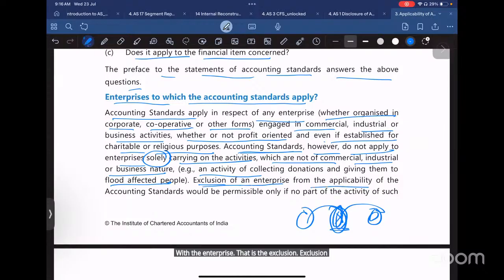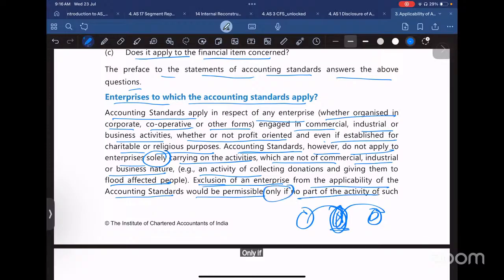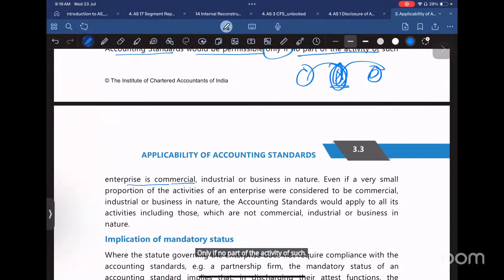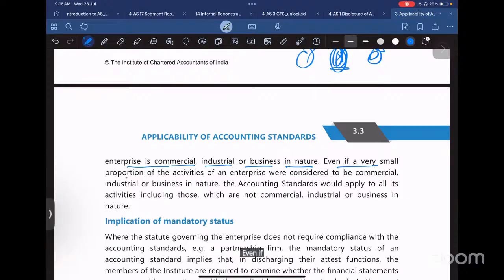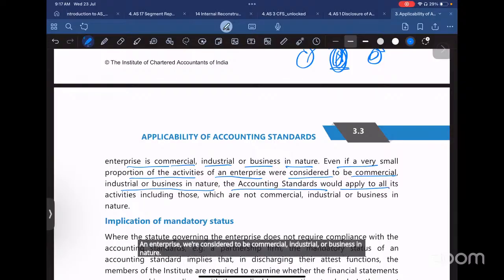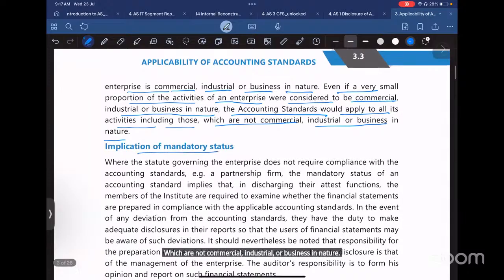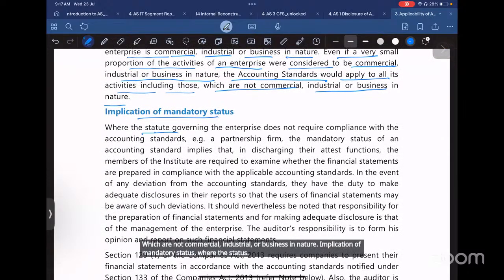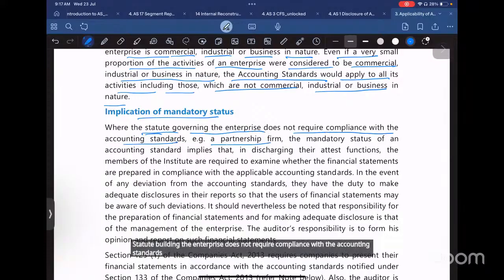Exclusion of an enterprise from the applicability of the accounting standards would be permissible only if no part of the activity of such enterprise is commercial, industrial, or business in nature. Even if a very small proportion of the activities of an enterprise were considered to be commercial, industrial, or business in nature, then the accounting standards would apply to all its activities, including those which are not commercial, industrial, or business in nature. Implication of mandatory status where the statute governing the enterprise does not require compliance with the accounting standards, for example, a partnership firm.